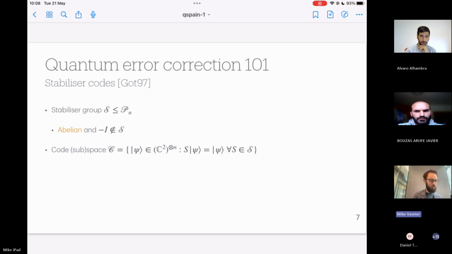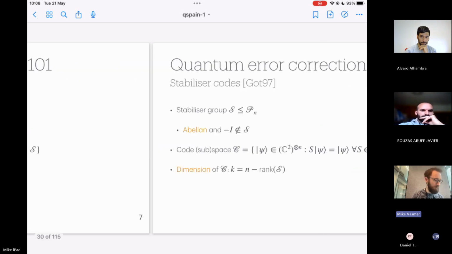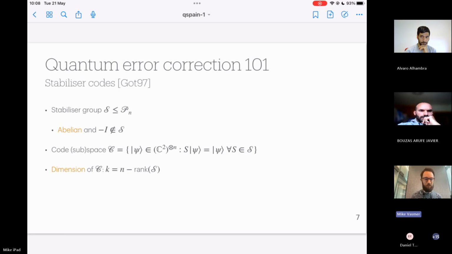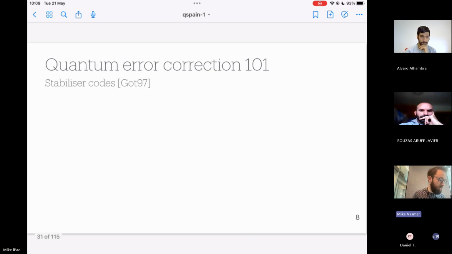From this, we can define our code subspace. So we take all of the states in our n-qubit Hilbert space such that they're the +1 eigenstate of all of the stabilizers in our stabilizer group. So we'll do an example of this in a second, but there's a few important things about this subspace. So one is the dimension of the subspace, and this tells you how many encoded qubits you can store in your subspace. And the rank of the stabilizer group is just the number of independent generators. Okay, so that's the abstract definition.